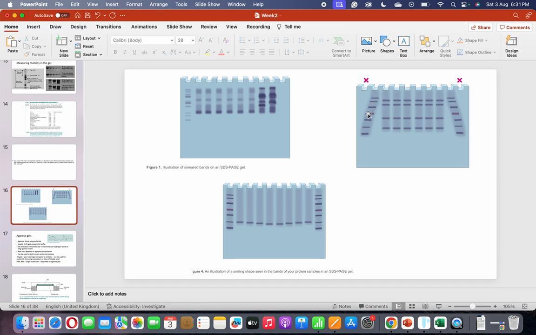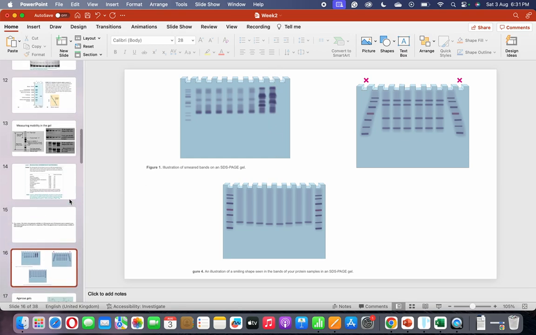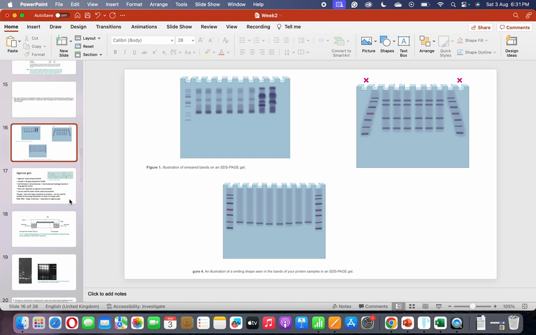If you have something like this, we can't apply the same relative migration theory, because the bands have moved in a diagonal direction. They have not moved straight, so I cannot use this to accurately find any molecular weight. So we have to make sure from our side that the gel runs as straight as possible. That is what I had for polyacrylamide gels.